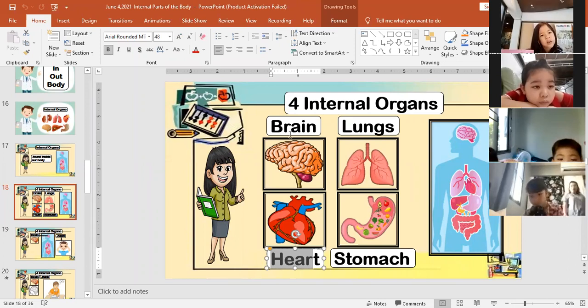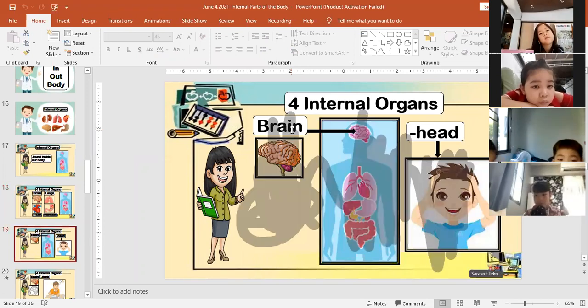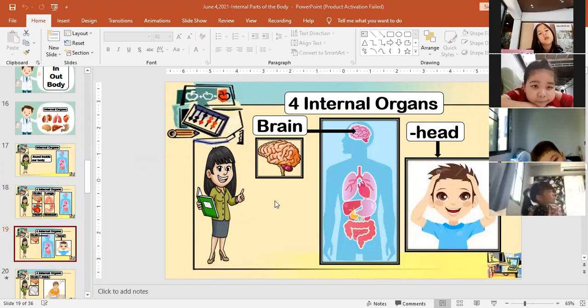Let's learn one by one. First, we have the brain. Where can you see the brain? In your head. You can see the brain inside your head. Do you have head? Yes, you only have one head, and it is found in the upper part of the body. So that is the brain.